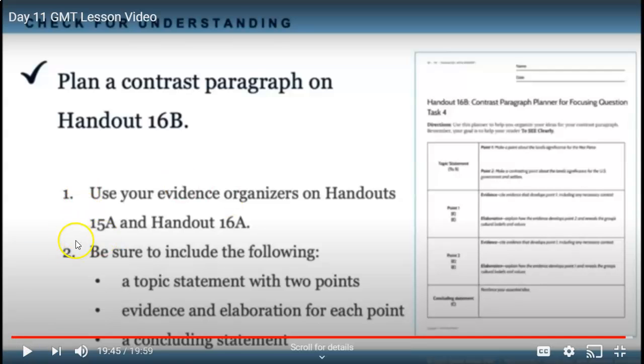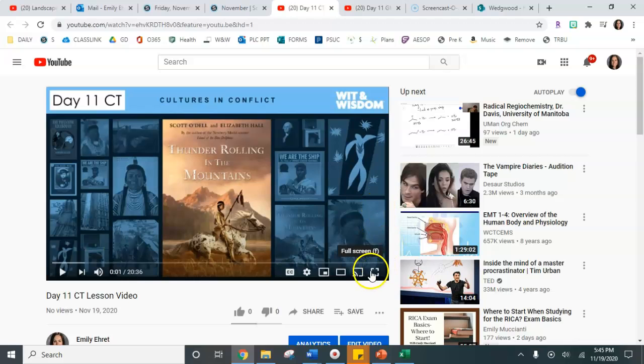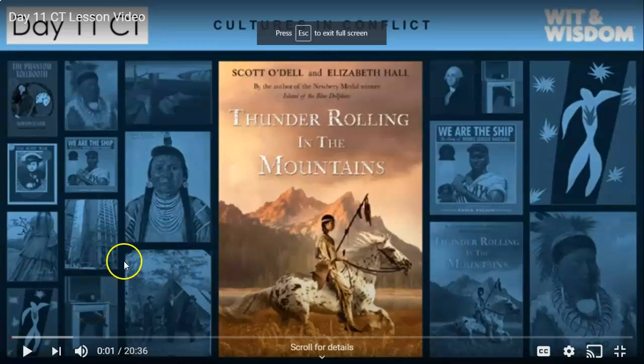Okay, so this is where we're going to go into the next lesson. So remember, your job at this point is to have filled out handout 16B on Schoology on that assignment. Do not submit it yet because we are going to be using it today. But here we're going to go into this next part of the lesson.